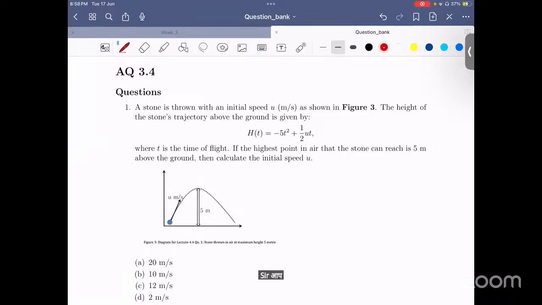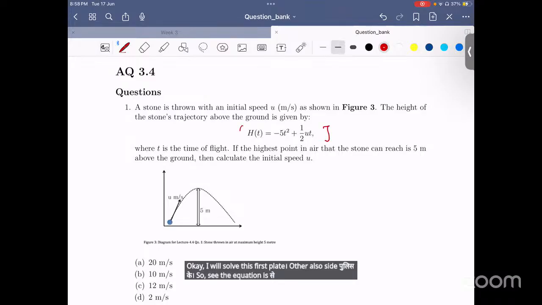Sir, I'm not getting this question. Okay, I'll solve this. First, let others also try. Sir, done. Okay. So here, see, the equation is similar to your parabola, right?